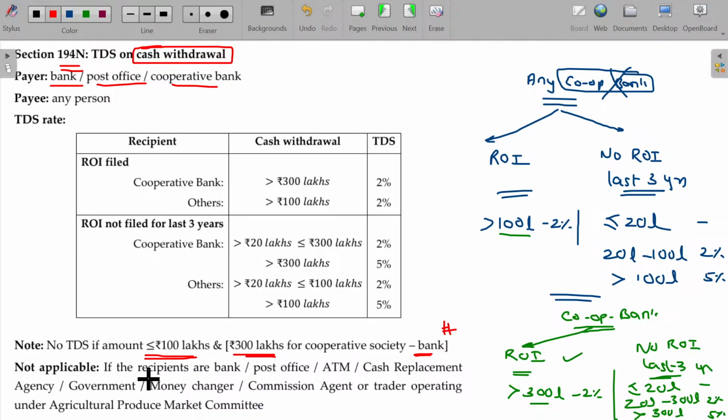Not applicable if the recipients are bank, post office, ATM, cash replacement agency, government, money changer, commission agent, trader operating under agricultural produce market committee. For these people, cash transaction is mandatory. So for them, this TDS will not be applicable on withdrawal. 194N. 194N. Clear?